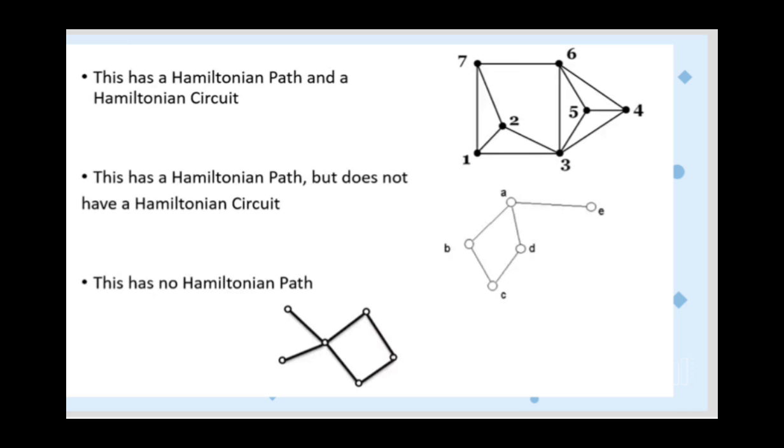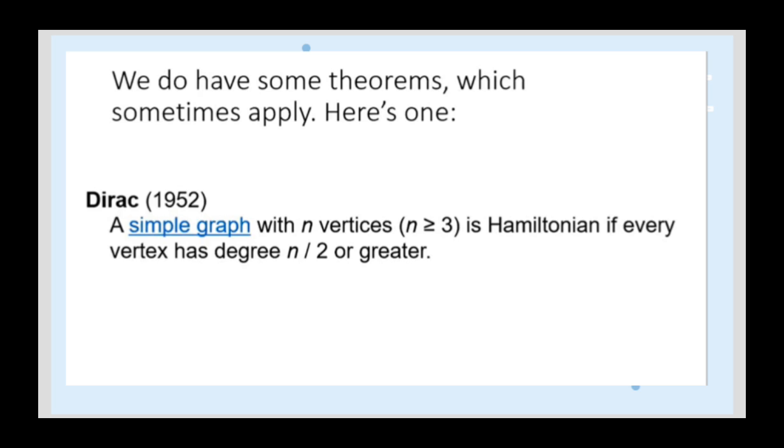Now let us view a theorem that can possibly recognize a Hamiltonian path. It is Dirac's theorem. Dirac's theorem provides a sufficient condition for a graph to have a Hamiltonian circuit. Basically, Dirac's theorem says that a graph with more than 3 vertices and every vertex having degree at least half of the number of vertices is Hamiltonian.